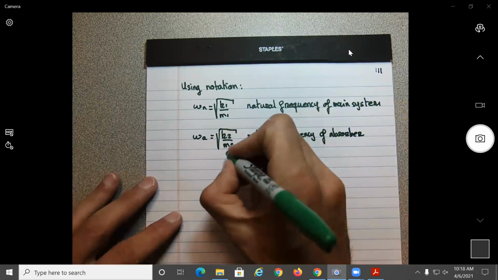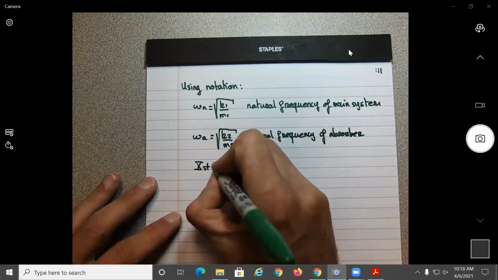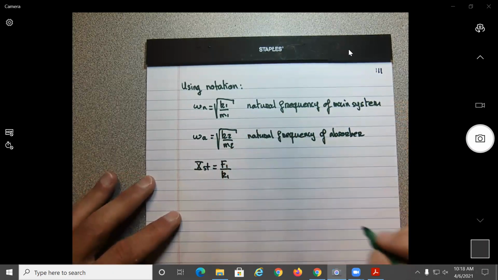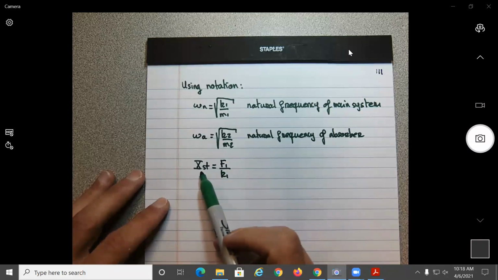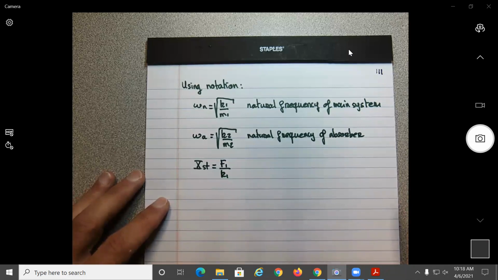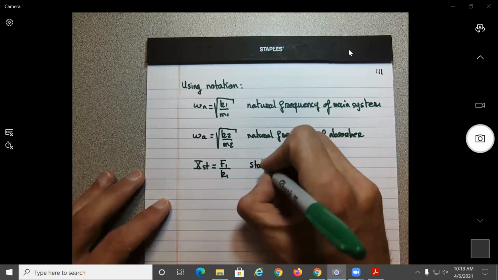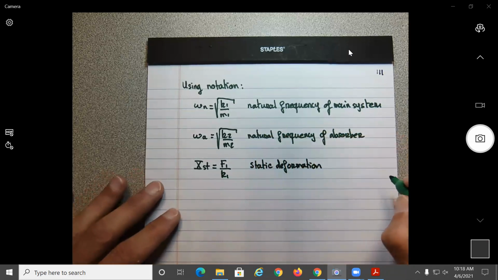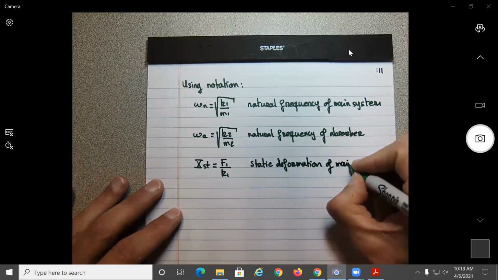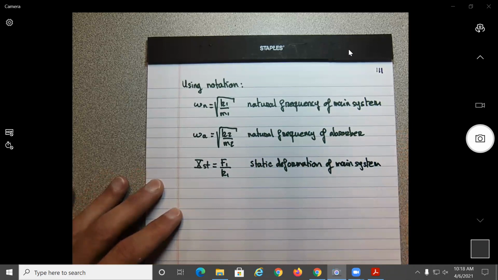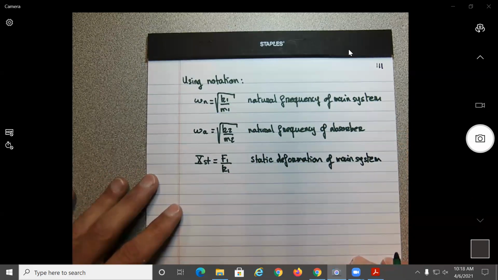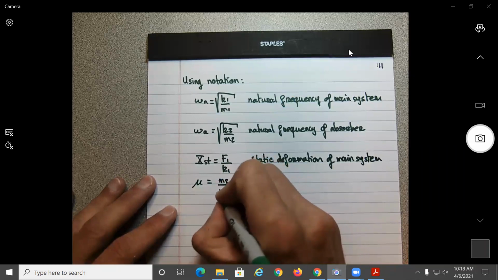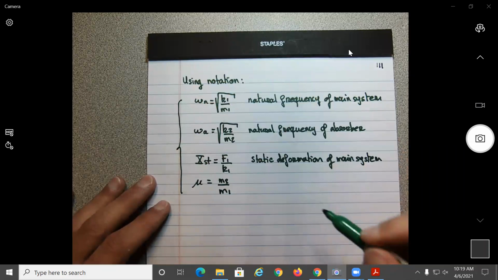Okay, so we're also going to introduce X static, which will be equal to the static deformation of the main system. That should be equal to what? So what is the force of the spring? F equals KX, no? So the static deformation will be force divided by K1. And this will be the static deformation of the main system. And finally, there's a variable called mu, which is just the ratio of the masses.